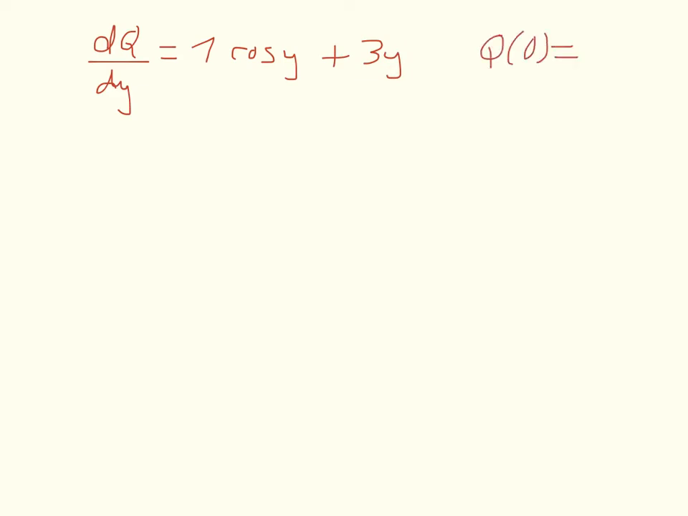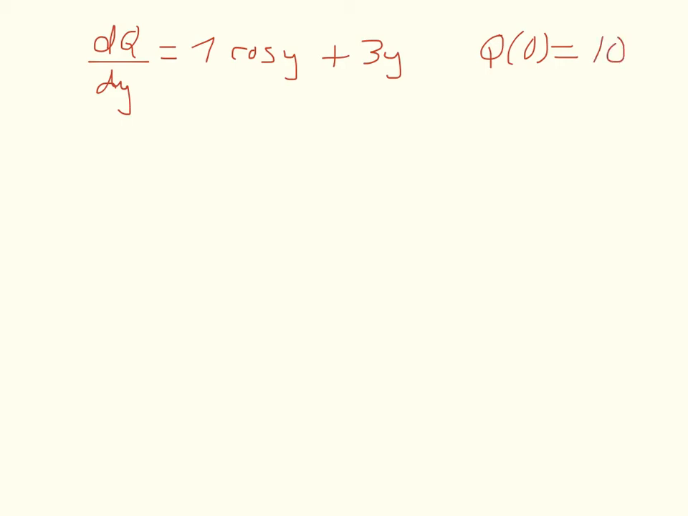All right, we're going to do one more example and then we'll be done. This next example, let's say that I have dq over dy. So I would challenge you to think about what that notation means. And I'm going to say that that equals 7 cosine y plus 3y. And my initial value would be for q, when y is 0, q equals 10.